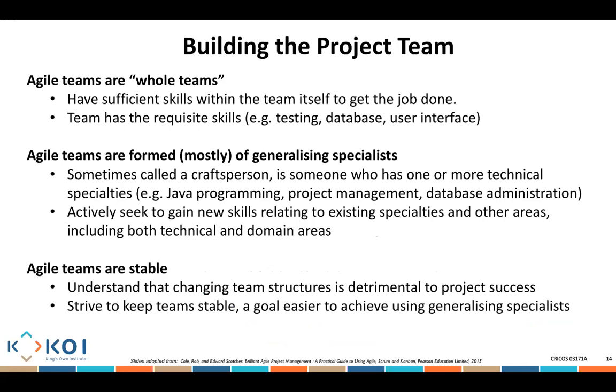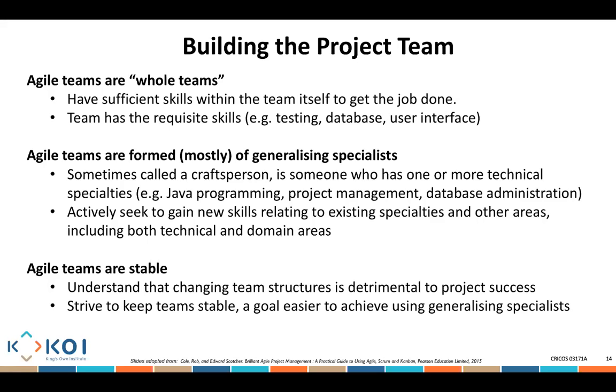So when I talk about the team, what do we do when it comes to developing my project team in Agile? Well, you need to build a whole team. And by a whole team, I mean people who have all the skills that are required to get the job done. If we talk about testing, database, user interface, whatever they are, get someone who is able to get the job done. Don't have any skill lacking that you would need to get the job done. So make sure the team is formed of every skill that you need to ensure you get the job done.